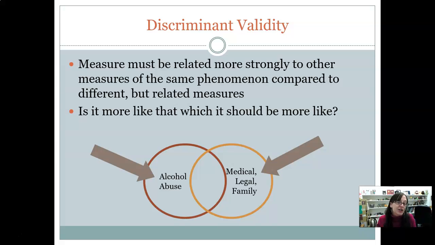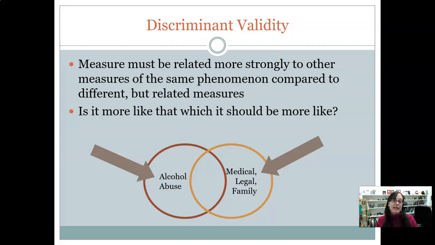There's just going to be a relationship, but it's not going to be that every person that has alcohol abuse also has medical problems, also has legal problems, also has family problems. It'll be related. The likelihood will be higher, but those are all 4 distinct variables, 4 distinct areas. So in discriminant validity, we would take a measure of alcohol abuse that we want to use, compare it to another measure of alcohol abuse, and those two should be more closely related than if we compare to problems like their medical, legal, or family problems.